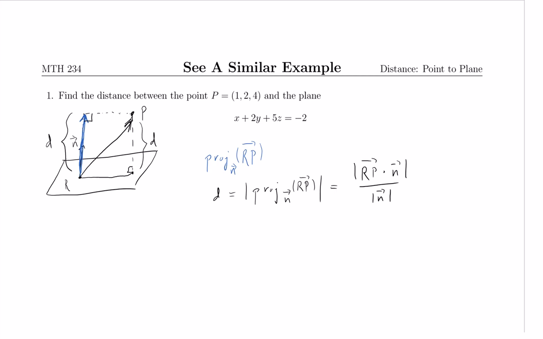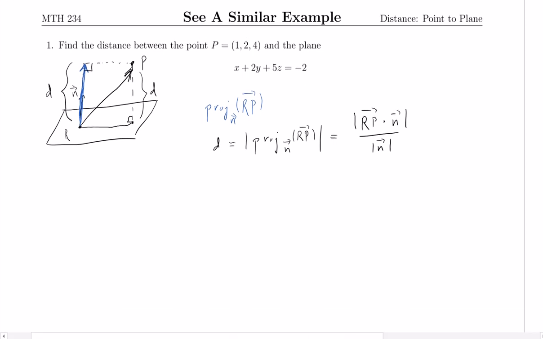So just to recap, you take some random point R on the plane, and then take the vector that points from that to your original point P, and project that onto the normal direction. And the length of that projection will be the answer, the distance between the point and the plane.